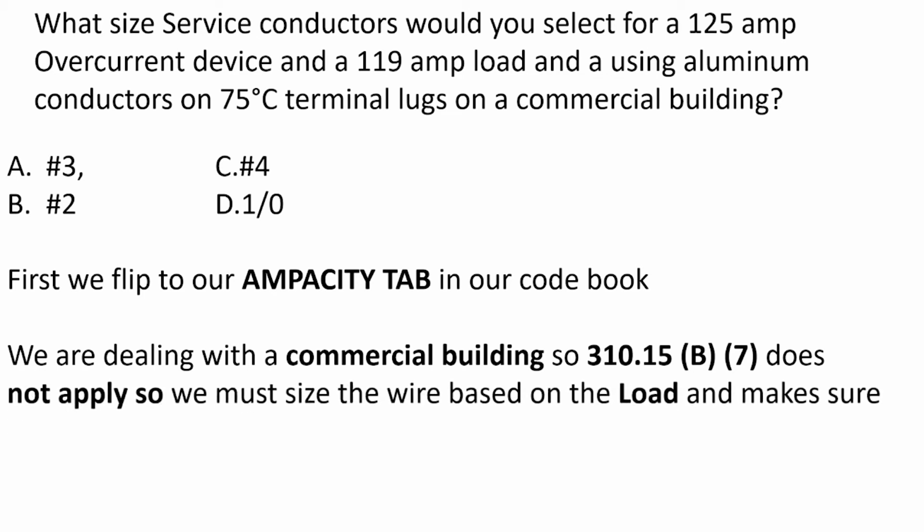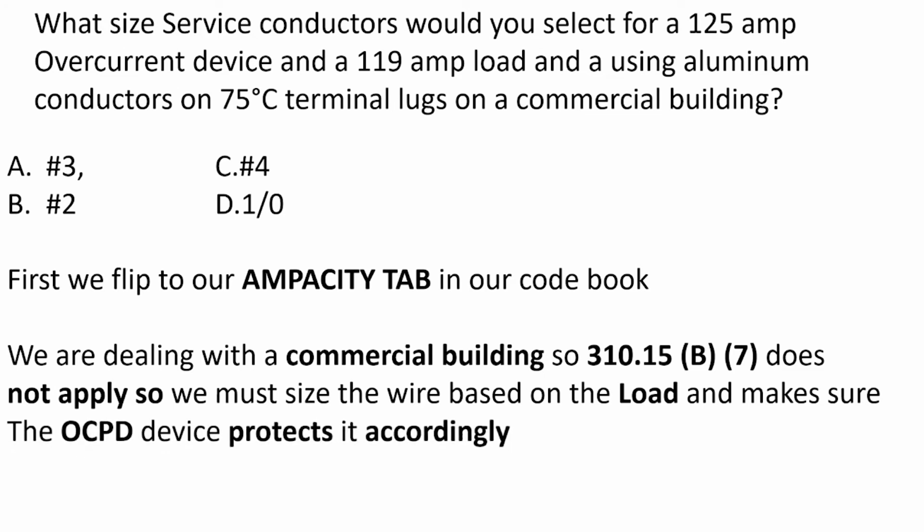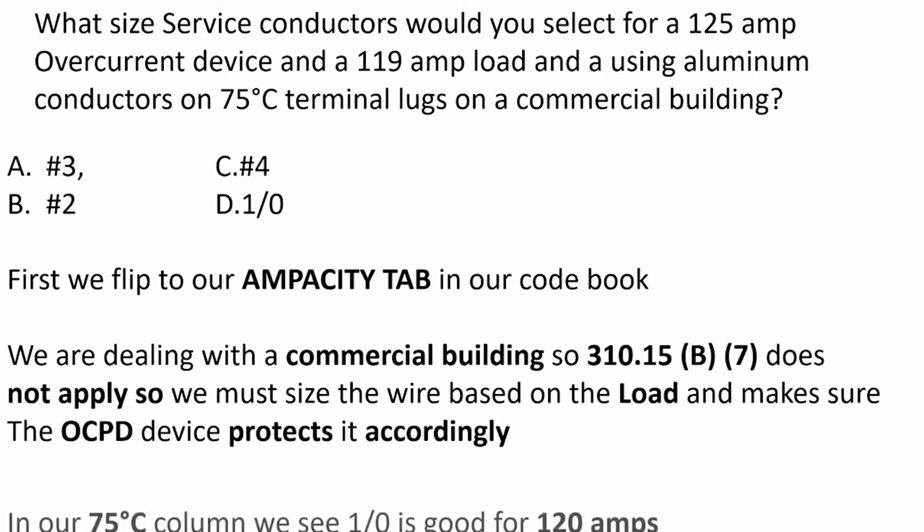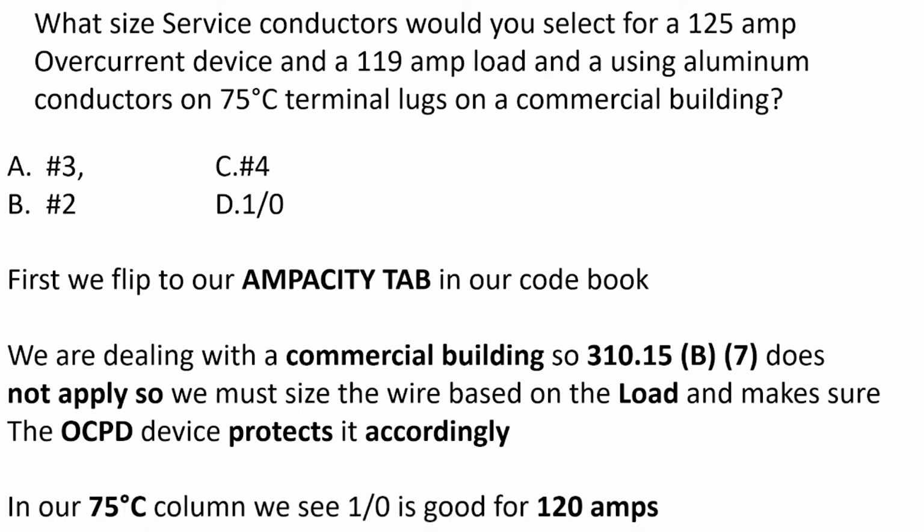So we must size the wire based on the load and make sure that the overcurrent protection device protects it accordingly. So we apply what we already know. We know that we go to the 75-degree column for aluminum, and we see that 1 aught is good for 120 amps. So we select D.